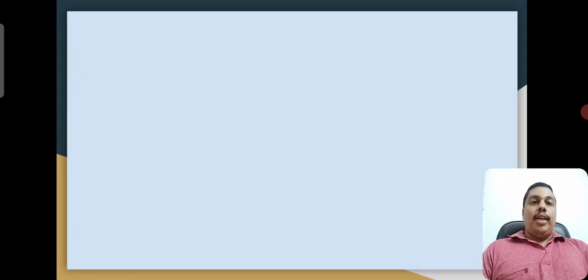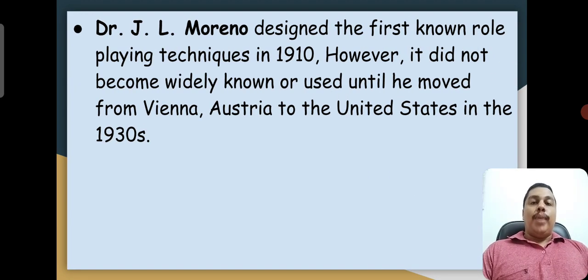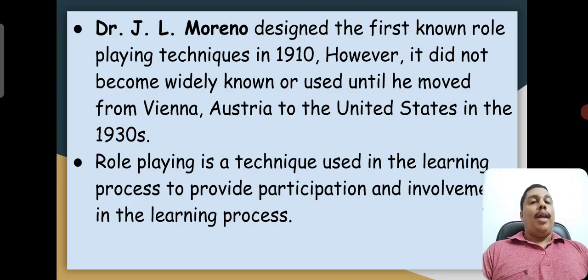You can see here that this method, the role-play method of teaching, was founded by Dr. J.L. Moreno, who designed the first renowned role playing technique in 1910. However, it did not become widely known or used until he moved from Vienna, Austria, to the United States in the 1930s. So it is one of the oldest methods of teaching, and it gained particular importance in the 1930s when Moreno moved to the United States of America.